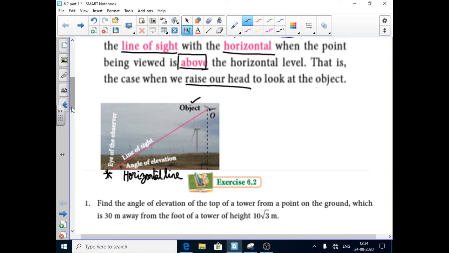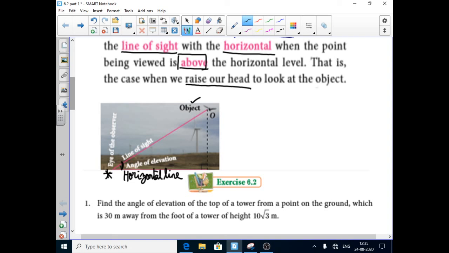This is the horizontal line, and the angle between the line of sight and the horizontal line is known as the angle of elevation. Here we need three important things: first the object, next the point of contact, third the angle of elevation. Here we are dealing with only right angle triangles, which means we can use the trigonometric ratios.